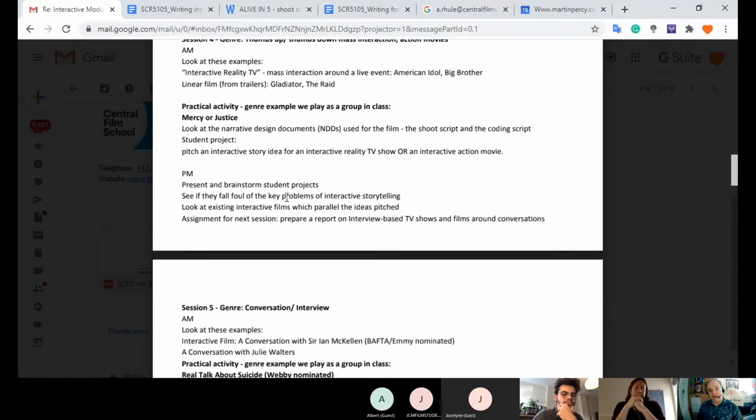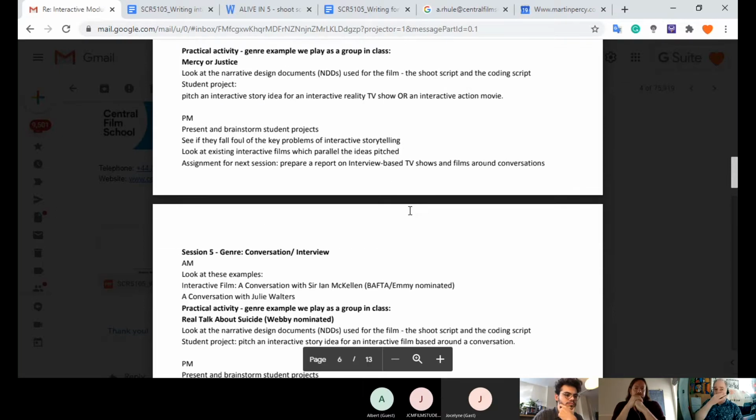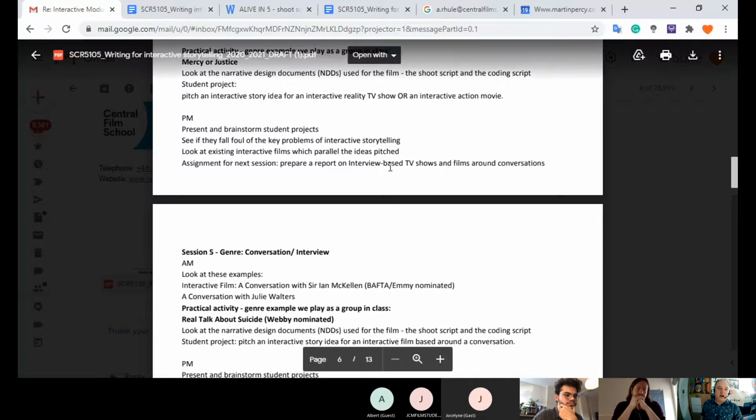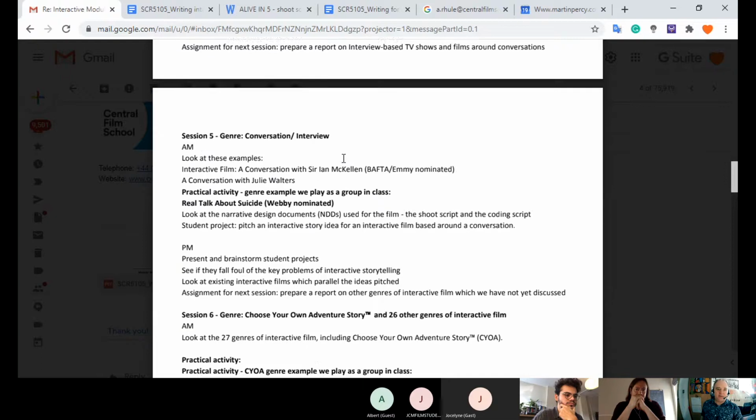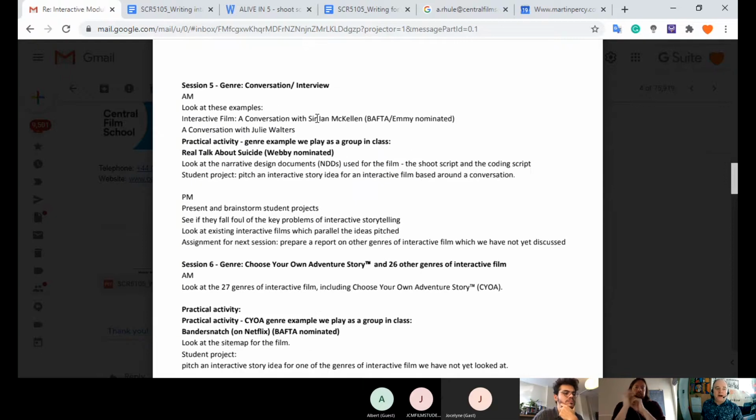And in the afternoon, we'll have a look at the projects, we'll brainstorm them, we'll look at how they do compared to the problems of interactive storytelling. We'll look at interactive films or games which parallel the ideas pitched. And then we will prepare a report for the next section, which is interview-based TV shows and films based around conversations.